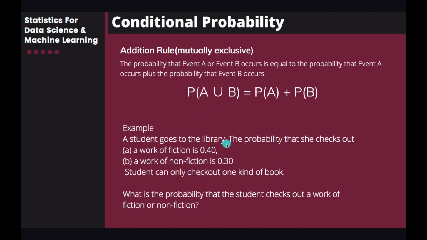Okay, so the example over here will make it more understandable. We're saying that the student is going to the library to get a book. The probability that she checks out a work of fiction, that is the probability that the student is going to pick a fiction book to read, is 0.40. And the probability that the student is going to read a non-fiction book is 0.30. Now, the condition here is that the student can only check out one kind of book. So it's either a fiction book or a non-fiction book. You cannot pick both of them.